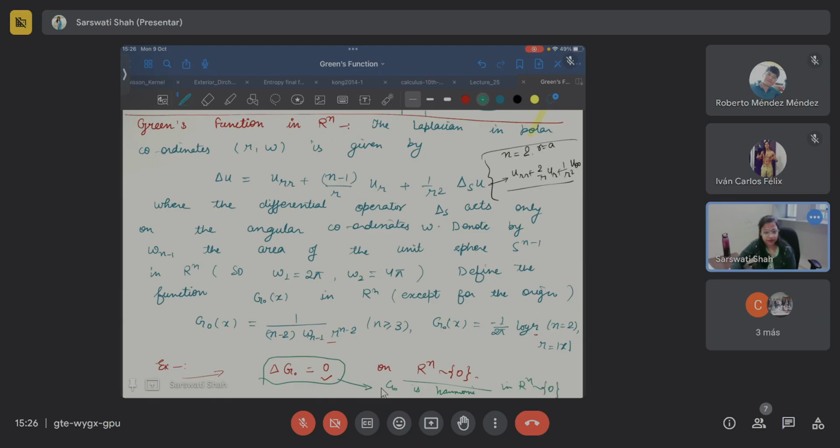Is it not? If a function satisfies the Laplace equation in a domain, we say that the function is harmonic in the domain. Is it true?